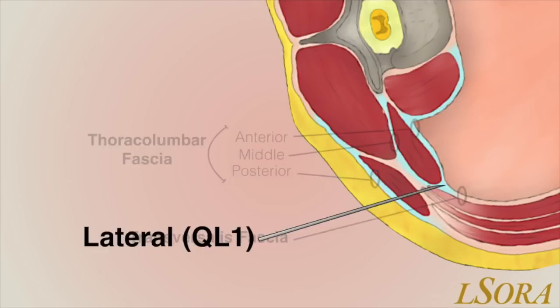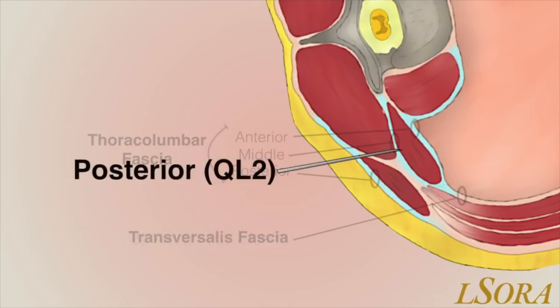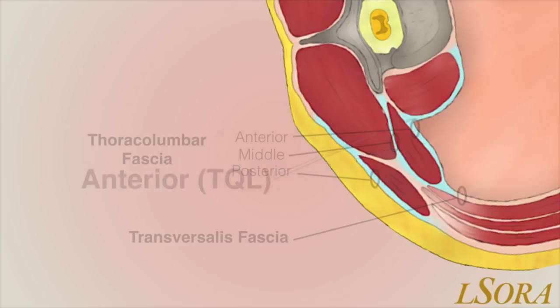An injection at the lateral aspect of the QL muscle was previously termed the QL1 block or the lateral quadratus lumborum block. An injection at the posterior aspect of the QL muscle between QL and erector spinae is called the posterior or QL2 block. And lastly, an injection at the anterior aspect of the QL muscle between it and psoas major has been termed the transmuscular quadratus lumborum block or the tequila block.